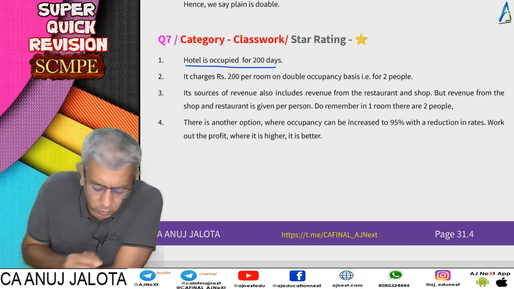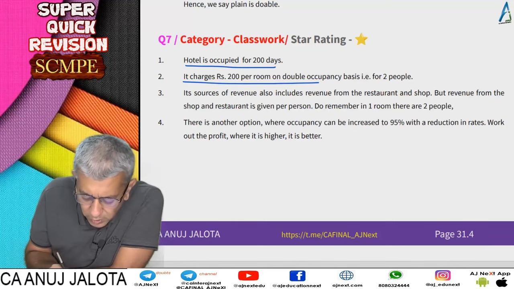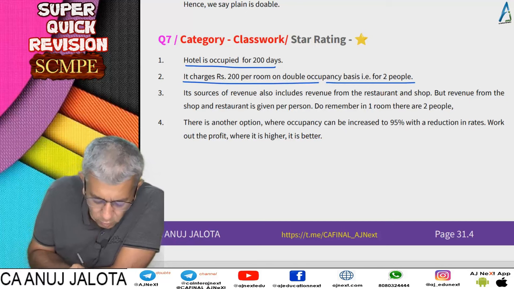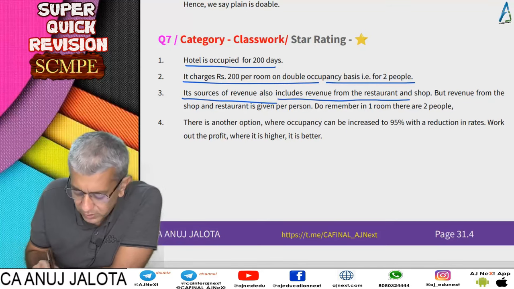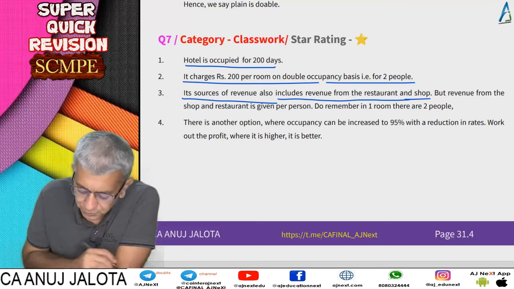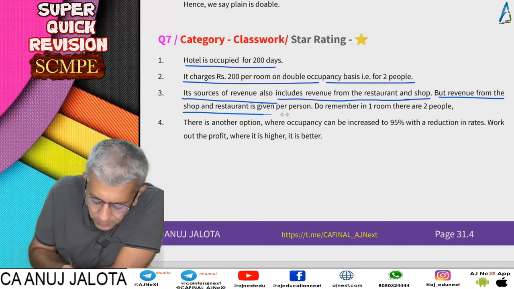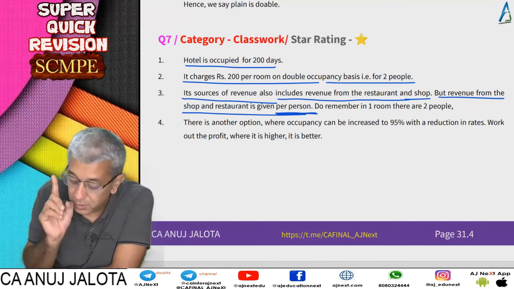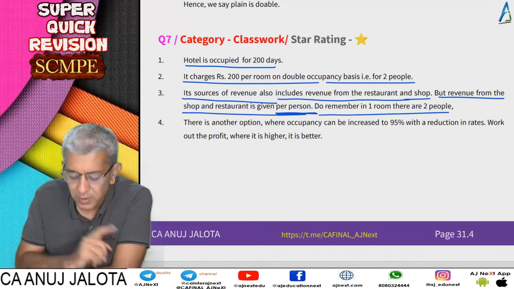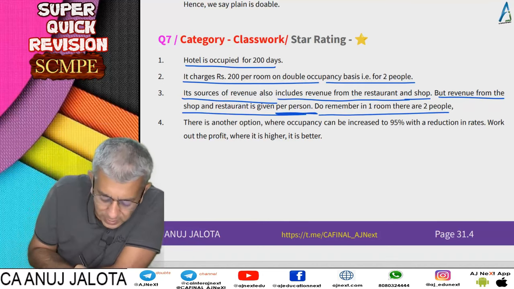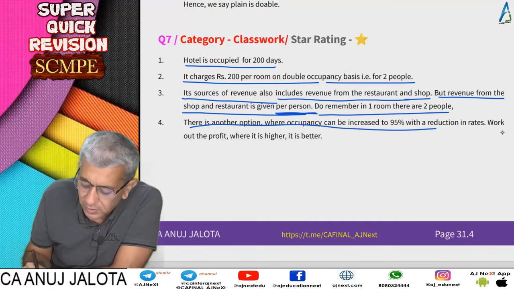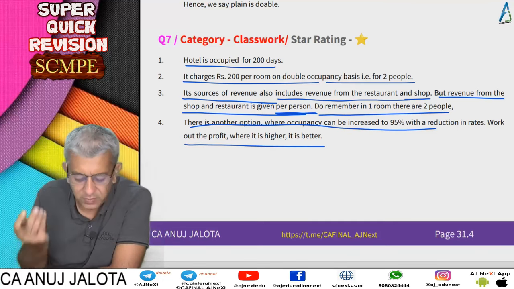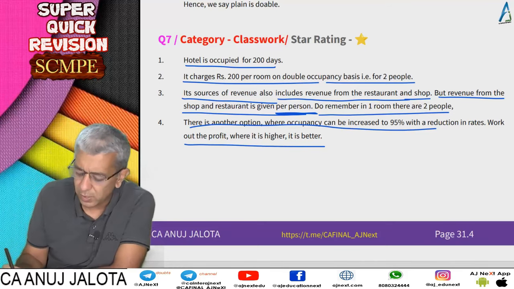The hotel is occupied for 200 days. It charges 200 per room day on a double occupancy basis, that is for two people. Its sources of revenue include the revenue from the restaurants and from the shops also. But the revenue from shop and restaurant is given per person or per tourist. Just be careful: do remember, in one room there are two people. There is another option whereby occupancy can be increased to 95% with a reduction in rates. Work out the profit; whichever is higher is better. So that is what we had told.